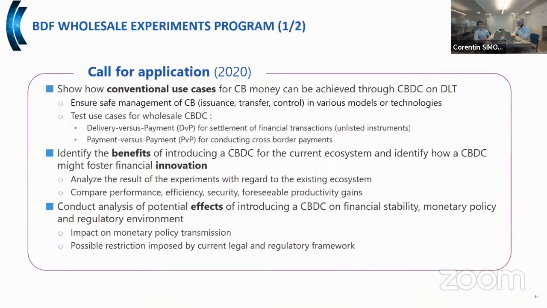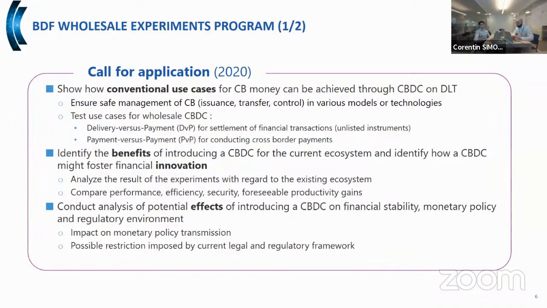Now that we have introduced the key definitions and concepts about CBDC, I will share with you some context about the Banque de France experiments program. In 2020, Banque de France published a call for application with the aim of carrying out a series of experiments. Three main objectives were identified at the time.